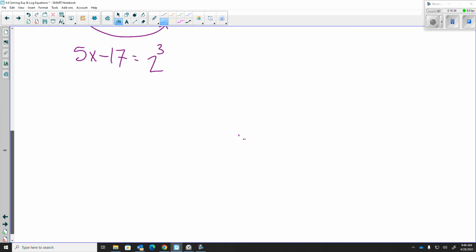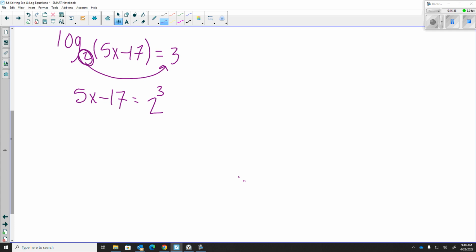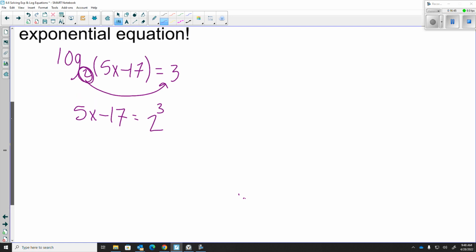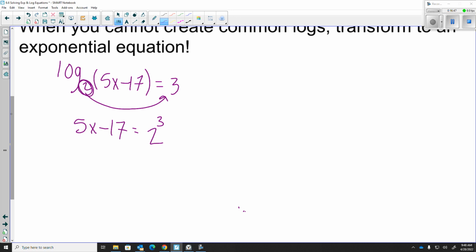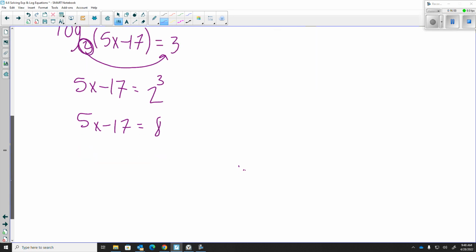All right. Guys, do you see how I went from this to this? All poop jokes aside, we have to be able to do this. Now we're just going to solve this. What's 2 to the third power? Now I'm just solving. You're going to add 17, you're going to divide by 5, and there you go, there's x.